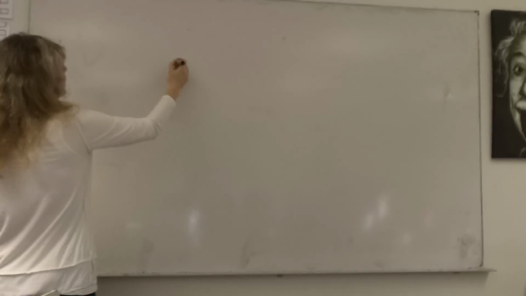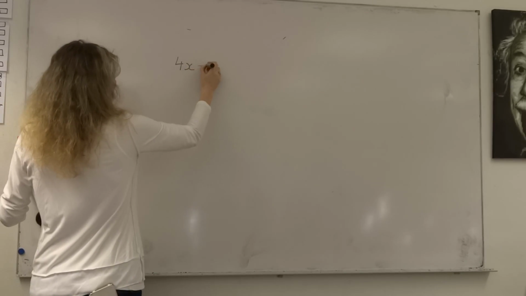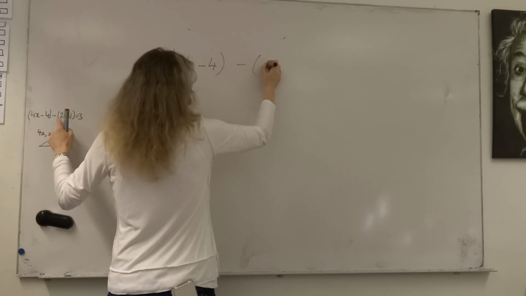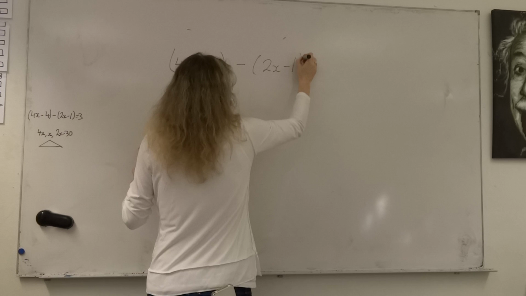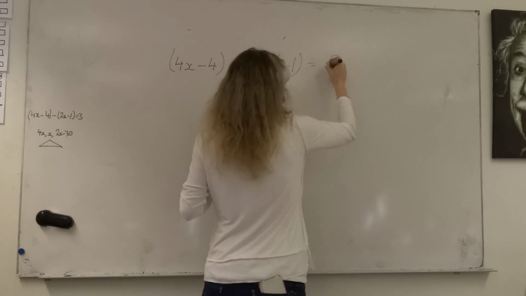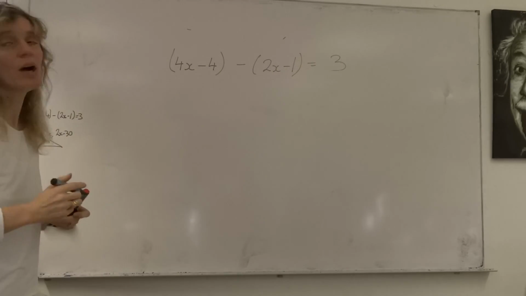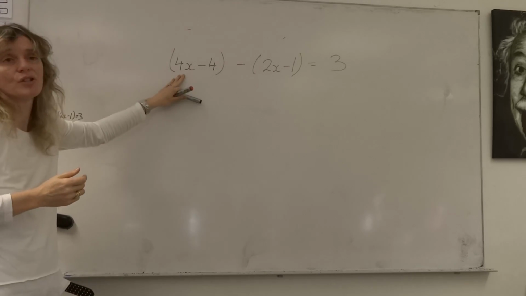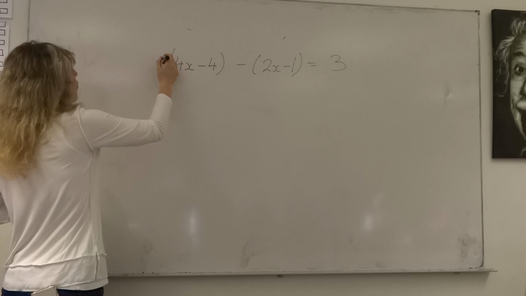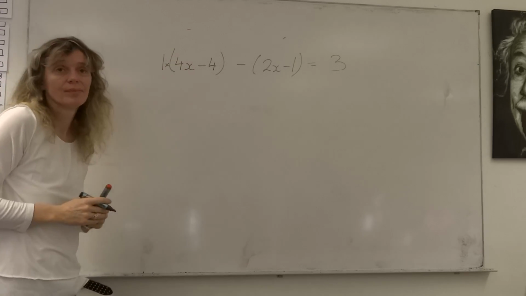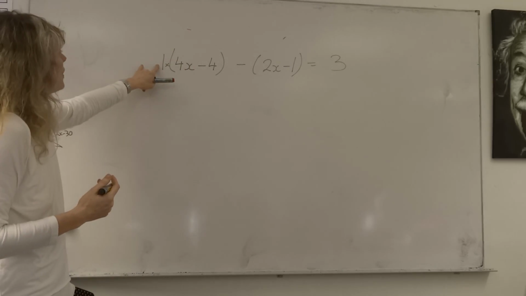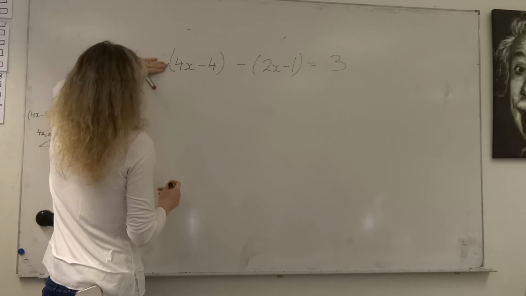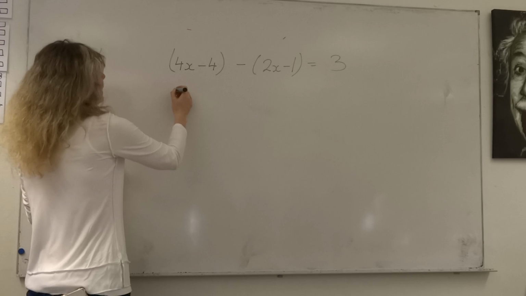Question 5. Solve 4x minus 4 in brackets, minus brackets 2x minus 1, equals 3. So we can't do anything until we get rid of the brackets. So let's do that. It's nice and easy in the first one because there's really just a 1 times, and it's a plus 1 because there's no sign there. So we can just basically take these brackets away. There's nothing happening inside these brackets.